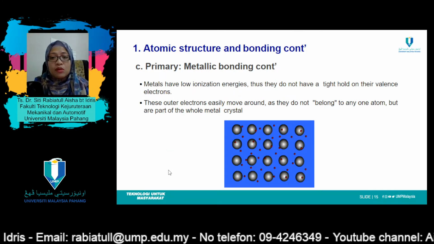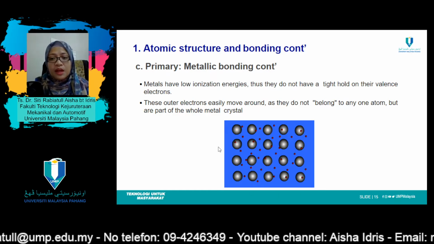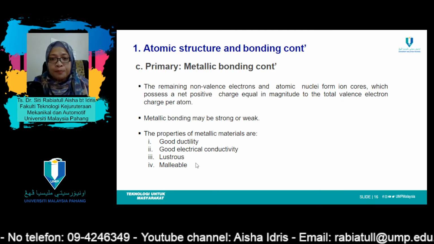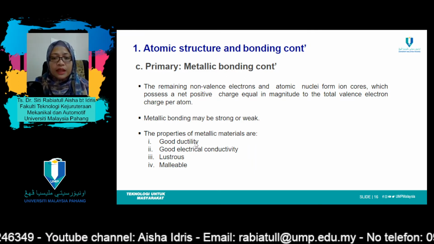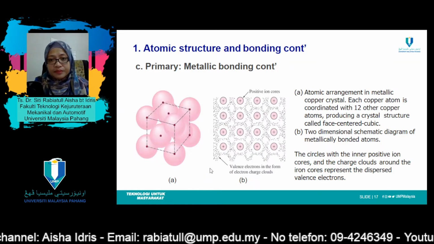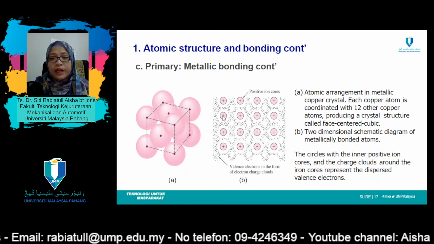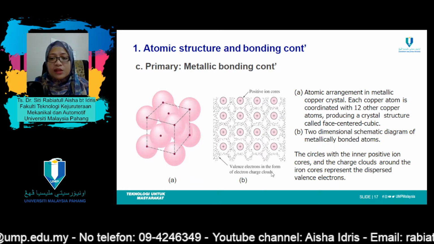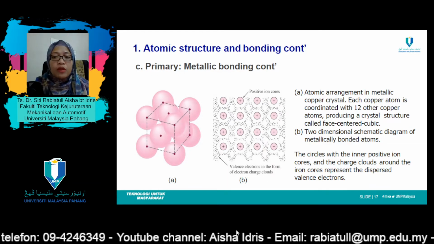So it doesn't belong to any one atom, but they are part of the whole metal crystal structure, as can be seen in this figure. Metallic bonding, the properties of metallic materials are good ductility, good electrical conductivity, lustrous and malleable. This figure shows again an illustration of metallic bonding, where you can find the positive ions and valence electrons in the form of electron charge clouds over here. So it doesn't belong to any one atom there.